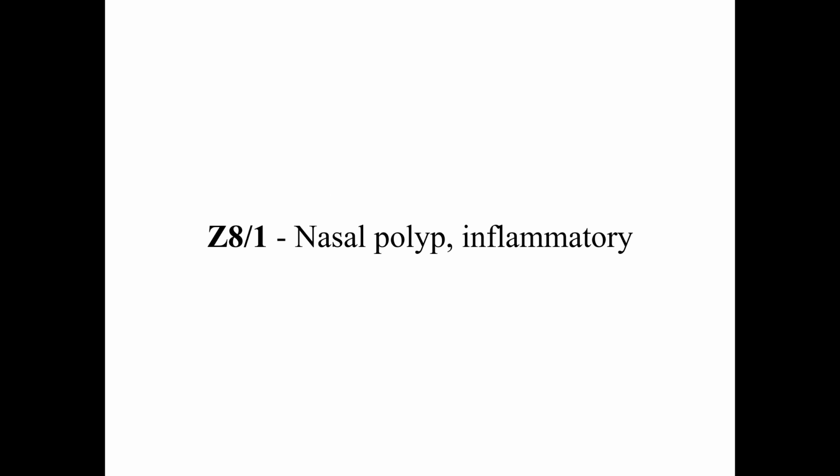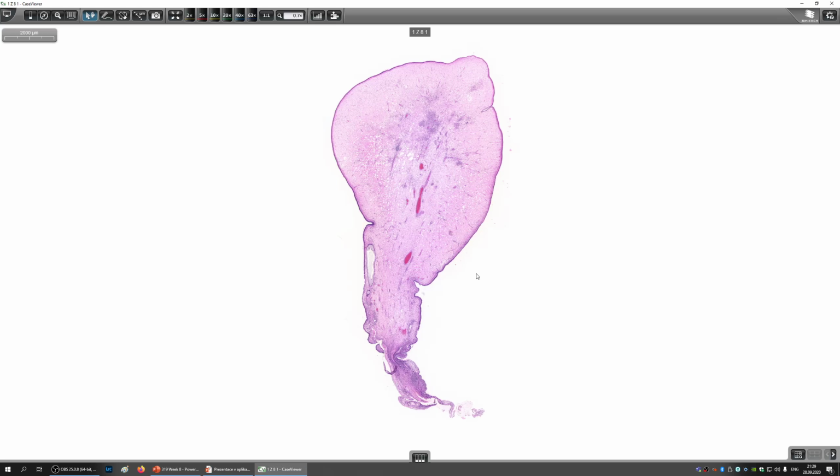So let's start with the inflammatory nasal polyp. This pathologic process has already been touched upon, I think, in the second or third week. So here we see a big piece of inflamed nasal mucosa. So how do you define a polyp? A polyp is a macroscopical term, meaning that there is an elevation of usually a mucosa or the skin above the layer that it should be. So it's just an expansion with a stalk.